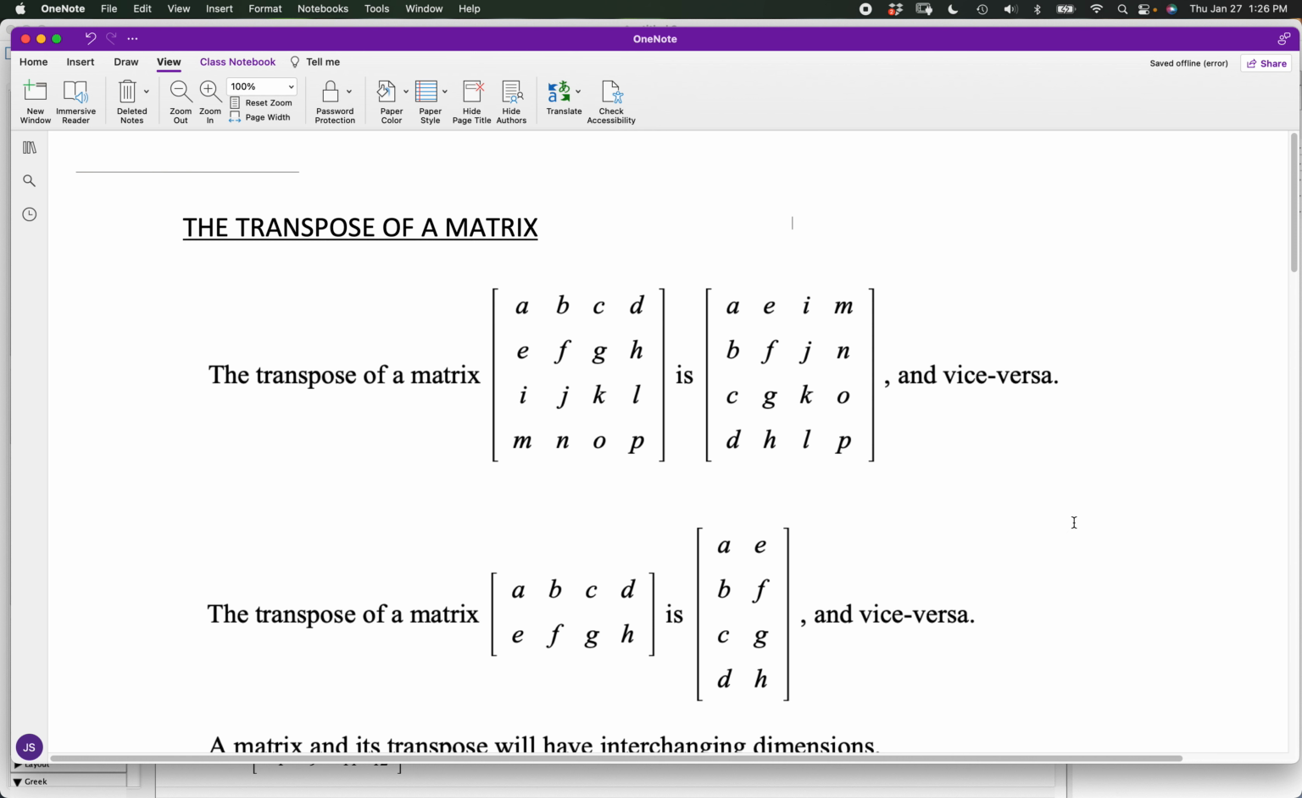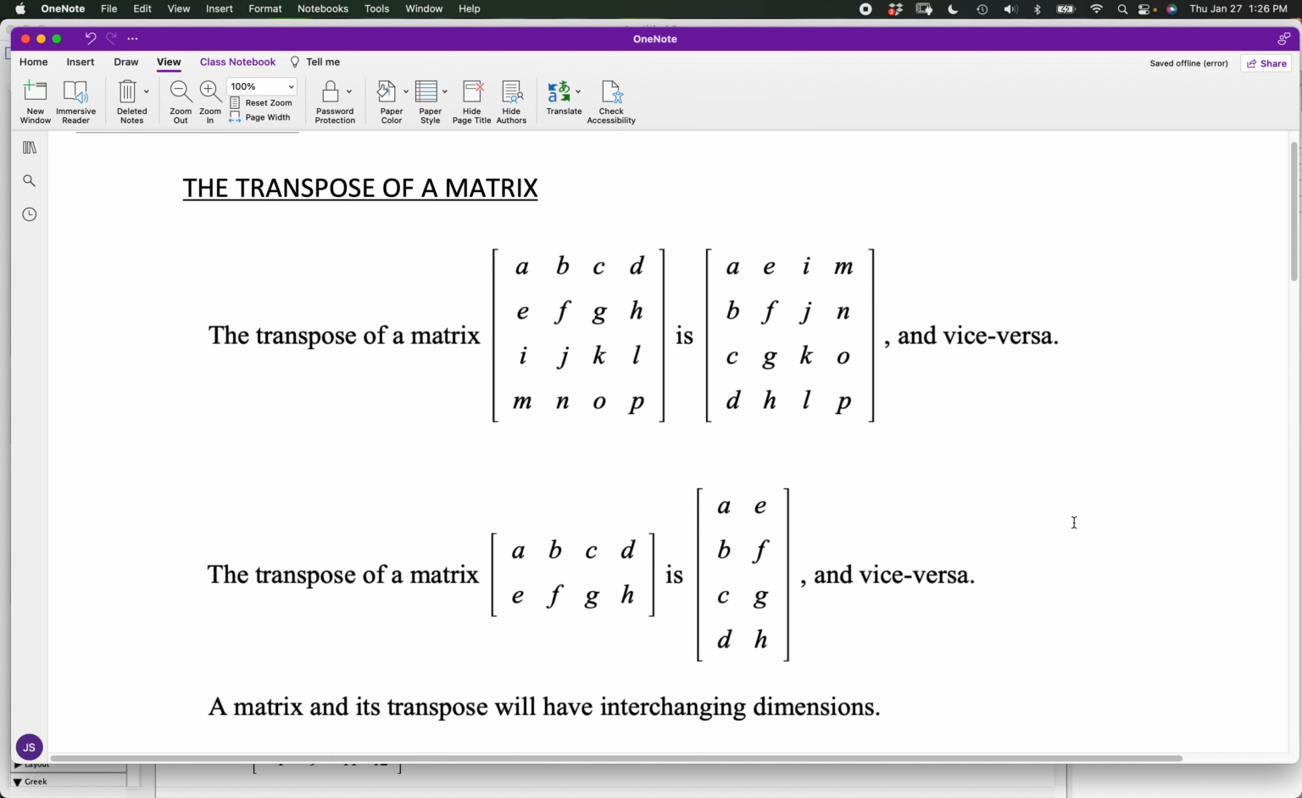And let's say you have something that is not quite a square matrix, with the transpose of a matrix A, B, C, D, E, F, G, H. Just like the first column will be the first row in the transpose, it also works the other way around. So you can go counterclockwise.